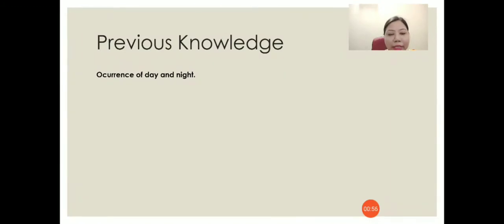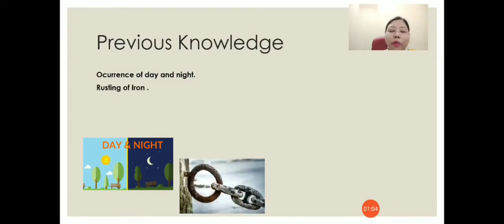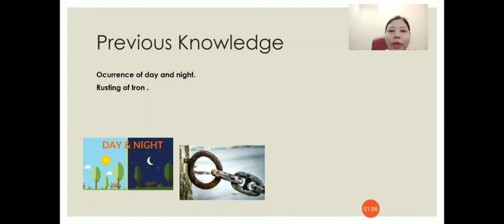Occurrence of day and night. You experience the occurrence of day and night every day. Rusting of iron. Most of you have seen that when iron is left outside for few days, a reddish brown substance gets deposited on it. So that is called rusting of iron.